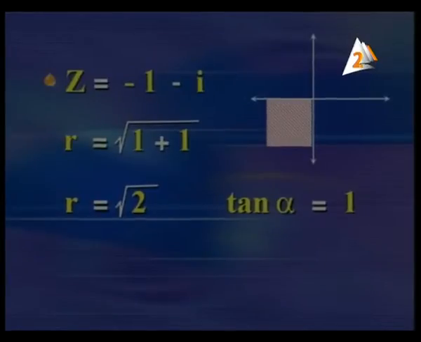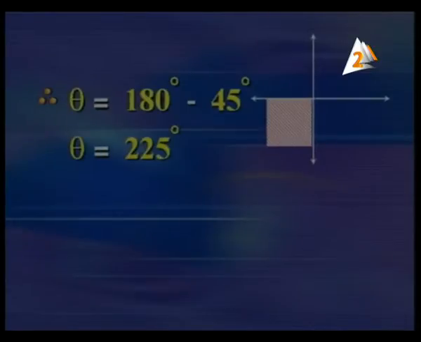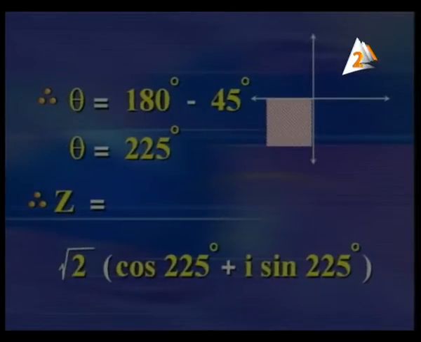After that, if we have z equals negative 1, negative i, we first find r by using the square root of the coefficient of x power 2 plus the coefficient of y power 2: 1 power 2 is 1, negative 1 power 2 is 1, so r equals square root 2. What is tan alpha equals y over x? Negative 1 over negative 1 equals 1. In the third quadrant, tan alpha is positive. Therefore, alpha is 45. But in this case, theta is 180 plus 45, which equals 225. Therefore, z equals root 2 cosine 225 plus i sine 225.